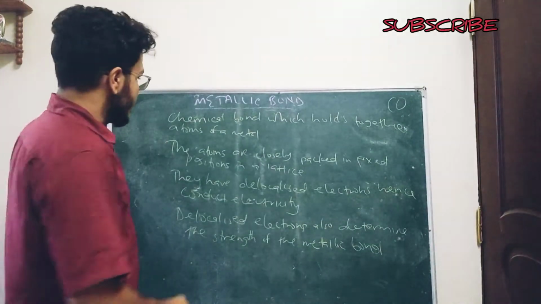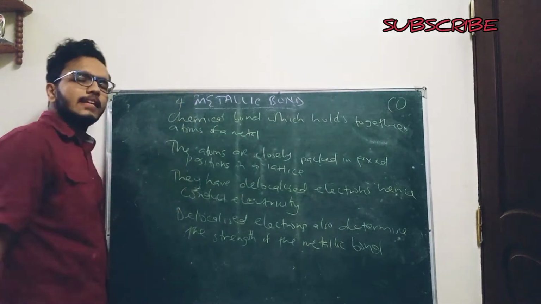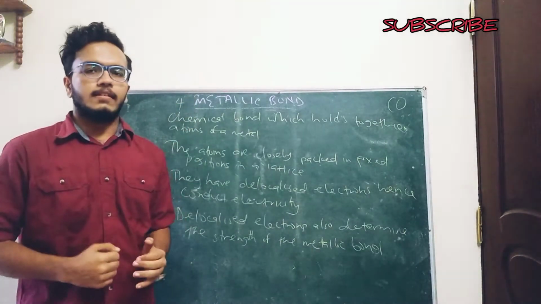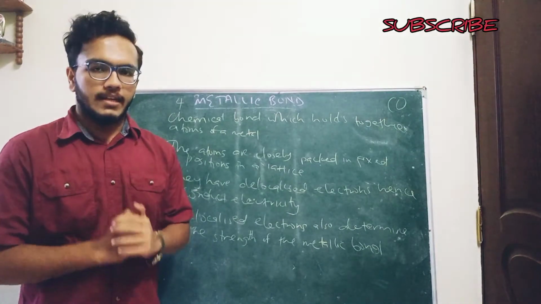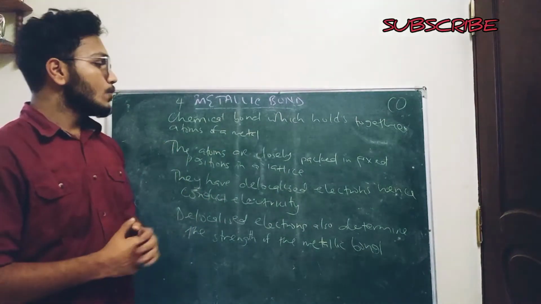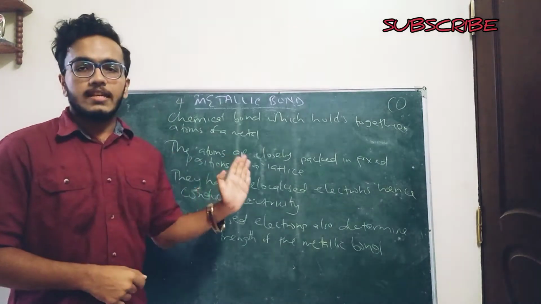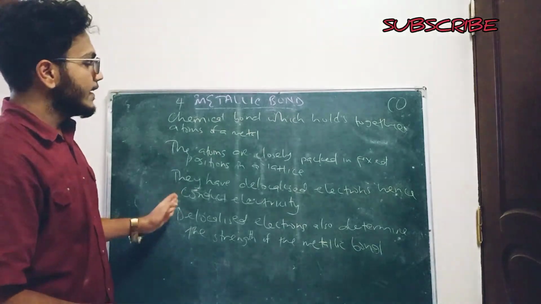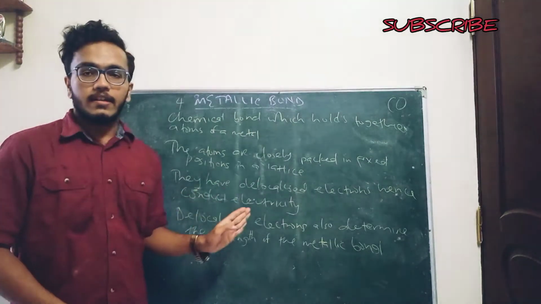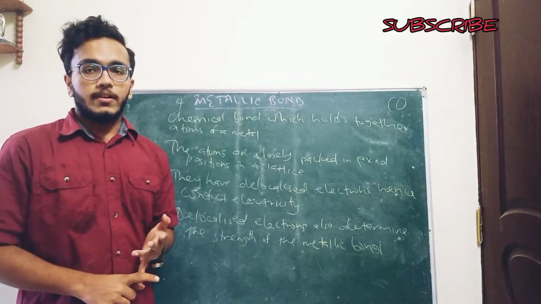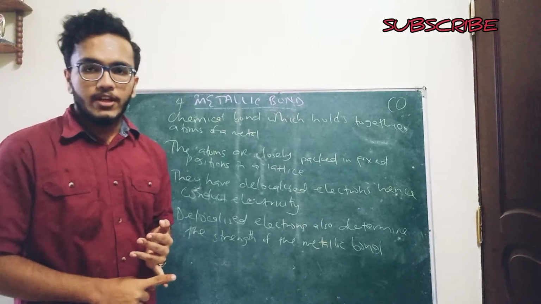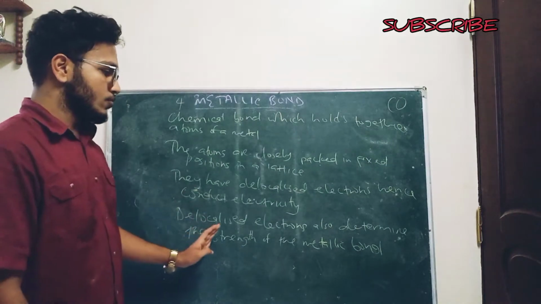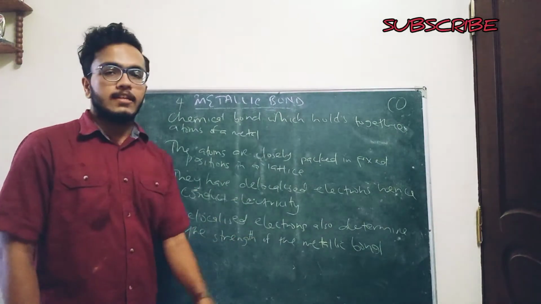Bond number 4 is metallic bond. So metallic bond is a chemical bond which holds together atoms of a metal such as sodium, magnesium and aluminium. The atoms are closely packed in fixed positions in a lattice, which allows them to have delocalized electrons. They have delocalized electrons, hence conduct electricity. We know that delocalized electrons and free or mobile ions are what conduct electricity. Delocalized electrons also determine the strength of the metallic bond.